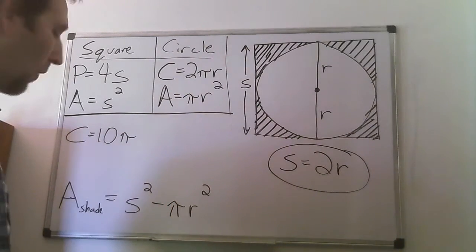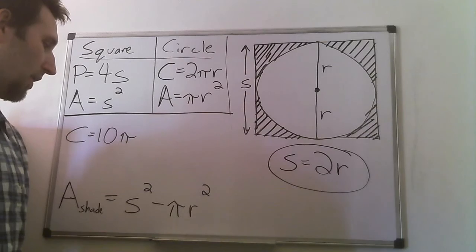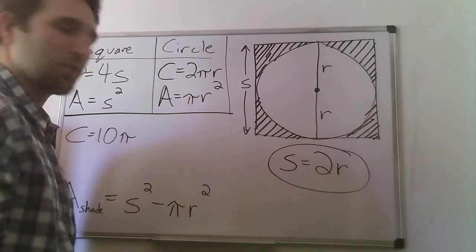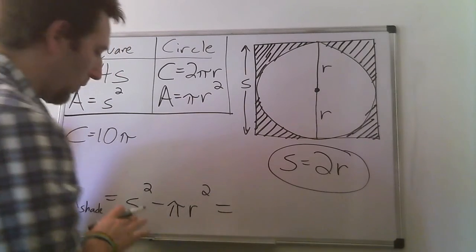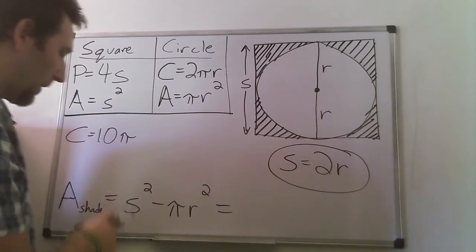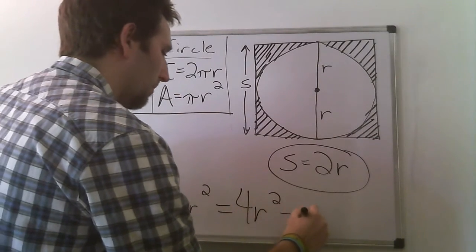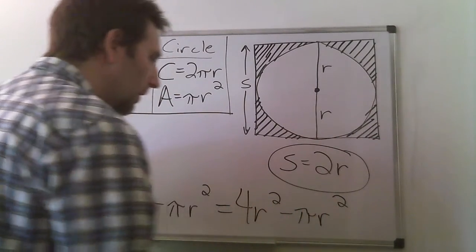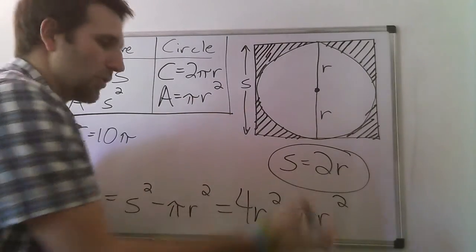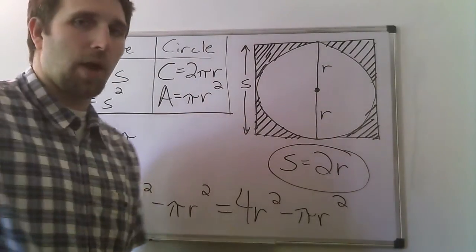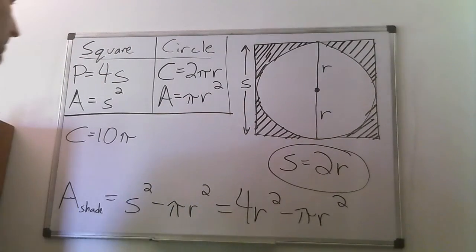And now we just need to write it in terms of the radius. If the side is equal to 2 times the radius, then we can write this just in terms of r: this is 4r squared minus pi r squared. You could reduce it even further and say this is r squared times 4 minus pi, but I don't think that's important for this problem.